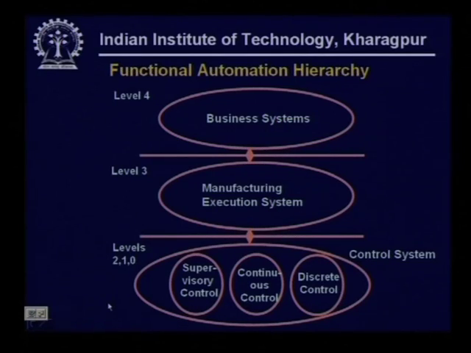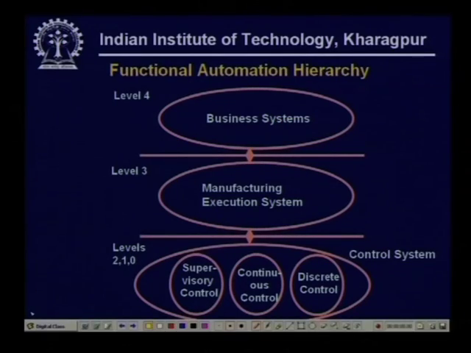Functionally, typically you will find that level 1 and 0 we have seen. Levels 2, 1 and 0 actually constitute control systems. So, they talk about physical dynamics, the physics of the process: heat transfer, mass transfer, signal value. So, they are one kind of technologies. They have been clubbed as levels 2, 1 and 0, they are all control technologies.